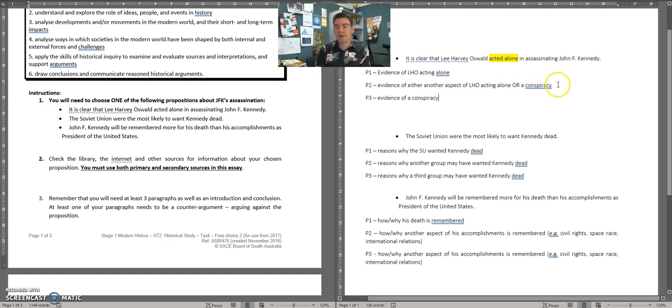And that leaves us with paragraph 2, because if you believe that it is true that Lee Harvey Oswald acted alone, then we need to try and find another aspect of that which we can discuss here as paragraph 2.